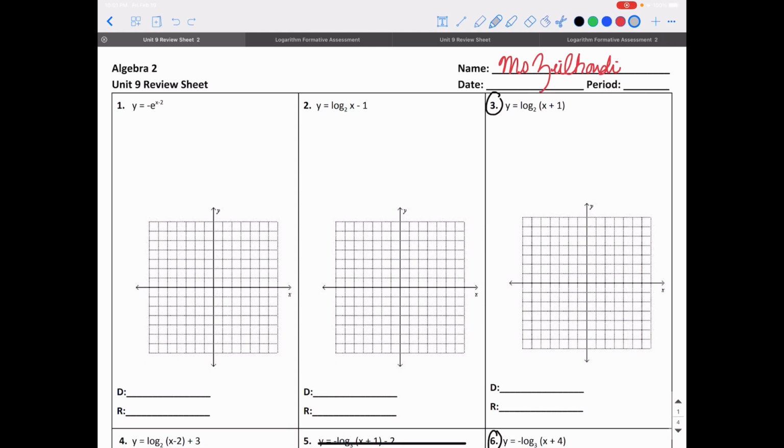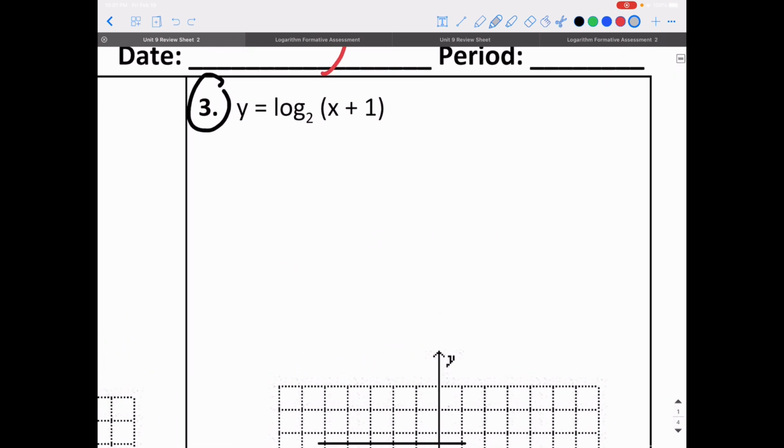In this video, I'm going to talk about the Unit 9 review sheet questions that you guys wanted me to go over. Starting with number 3, I have y is equal to log base 2 of x plus 1. I want to graph that function.